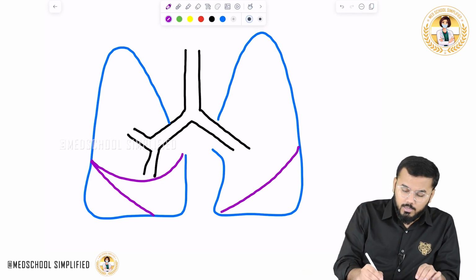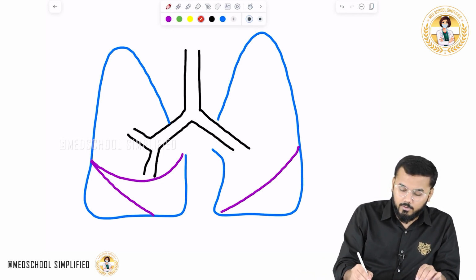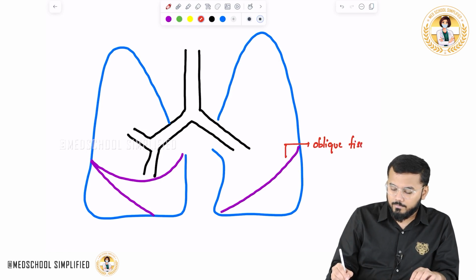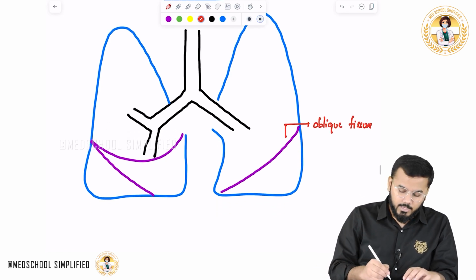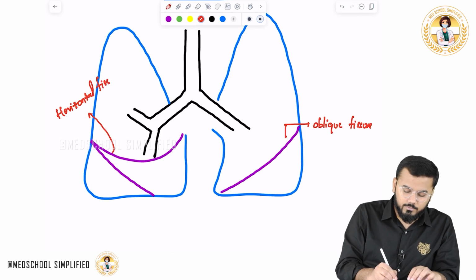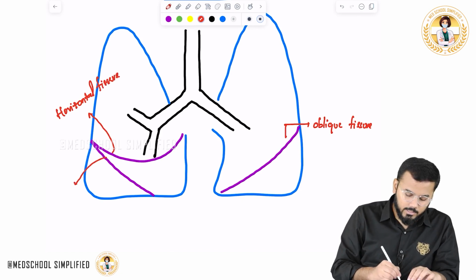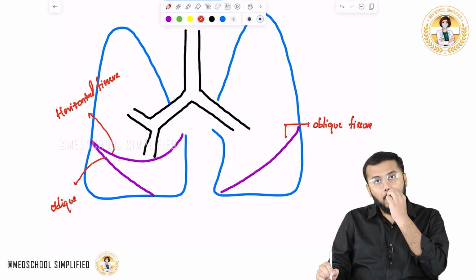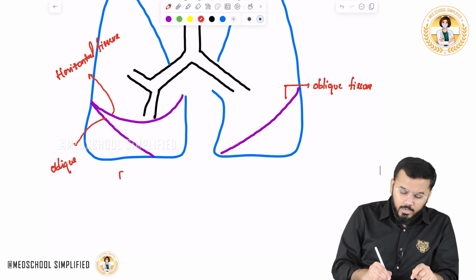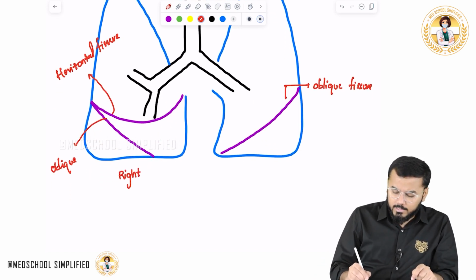So first of all, let me write down the things which I have drawn over here. This fissure over here is called your oblique fissure. And this fissure over here which I have drawn is called the horizontal fissure. And this one over here is again your oblique fissure. Now this is your right lung and this is your left lung.